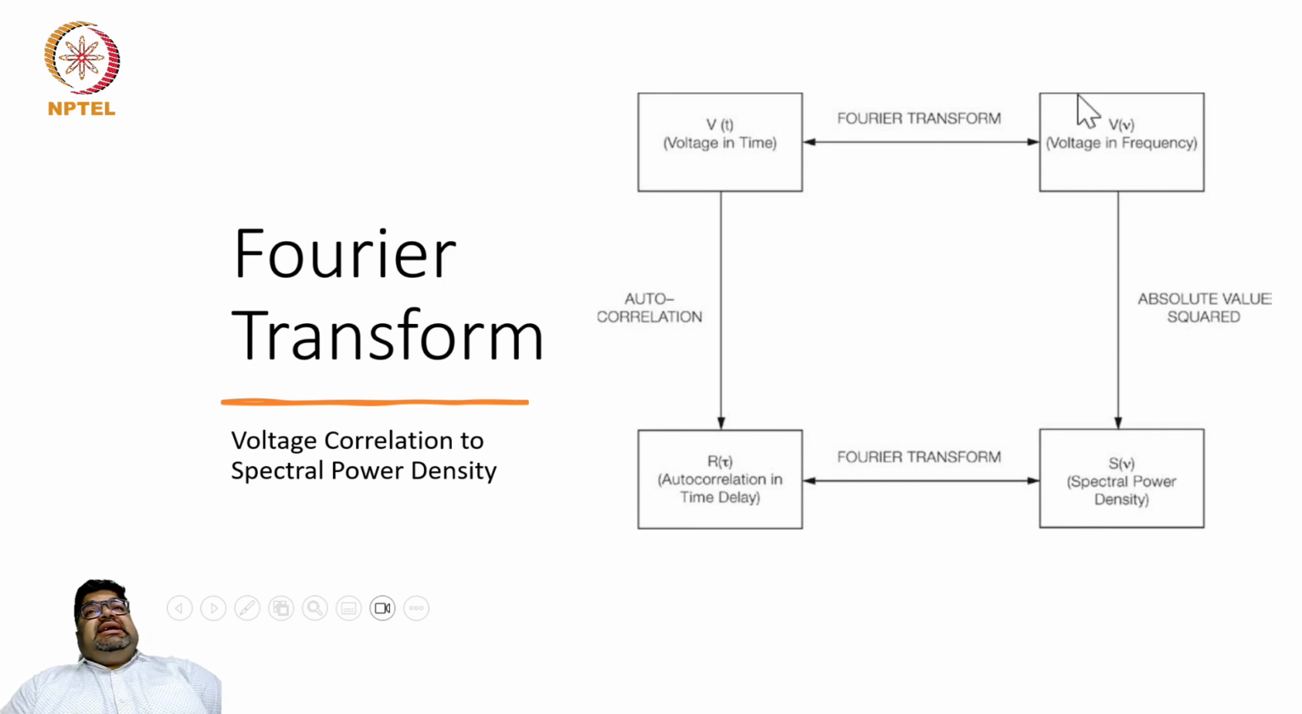The Fourier transform is very important because you can transform the time domain signal v of t into v of frequency. You can also transform the autocorrelation function into something called a power spectrum, or spectral power density function, with a Fourier transform. So it is very much required in signals and systems, and we will also be using it more in the signal processing of radio astronomy.